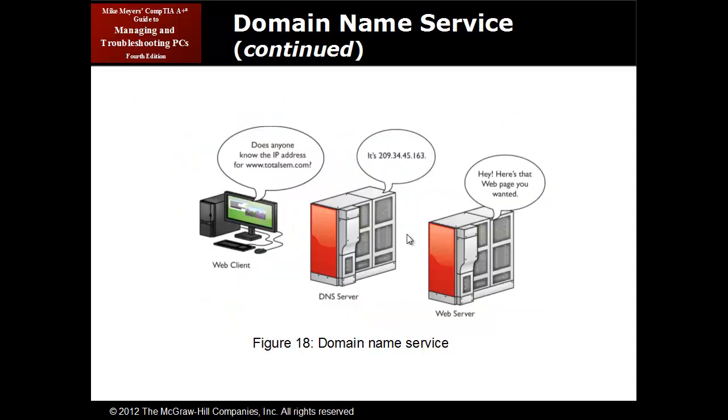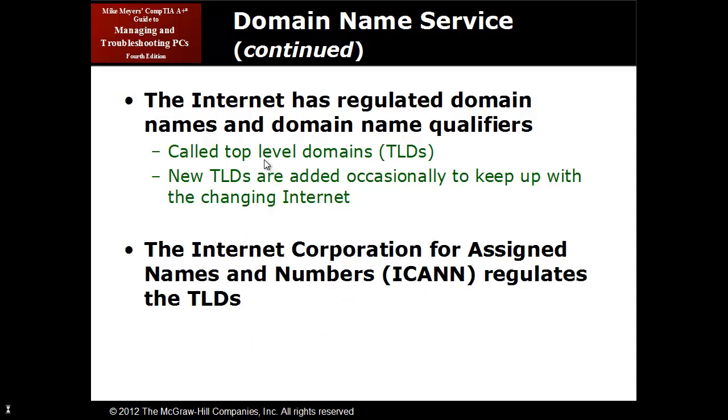So if I look up totalsem.com in an internet browser, the DNS server at some point shows that. Here's kind of a picture of that. Does anyone know the IP address of totalsem.com? Here's the example of it. It's 209.34.45.163. That goes back to here. This number gets put inside that frame, and now the web client is able to connect to the web server directly because it has its number now. We can see some of this.